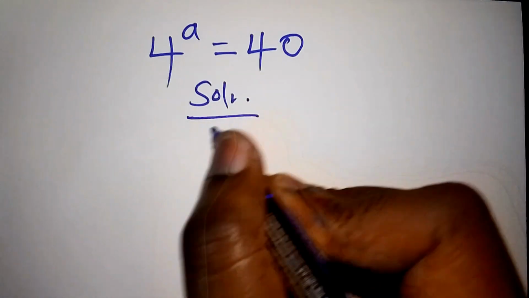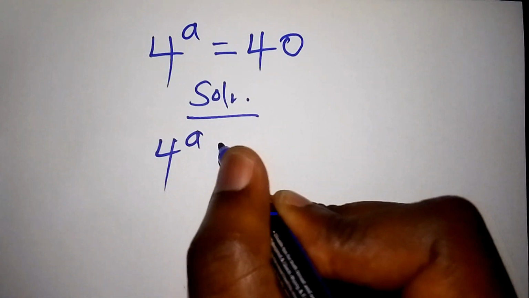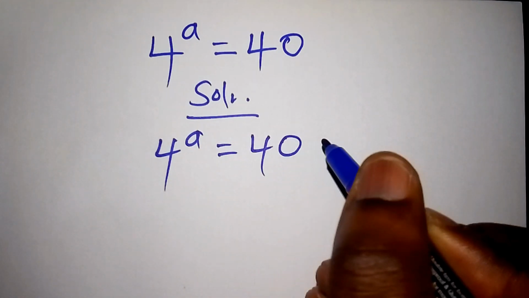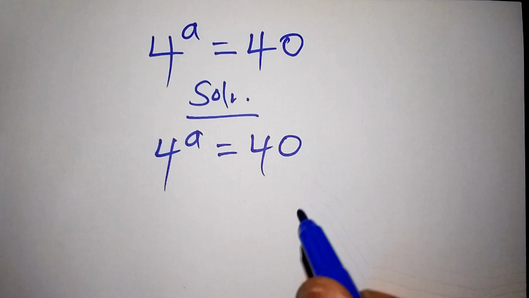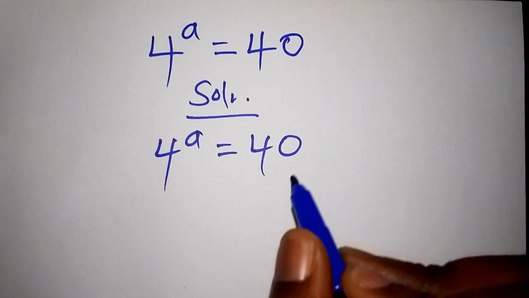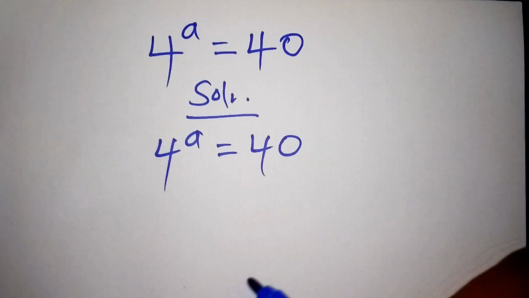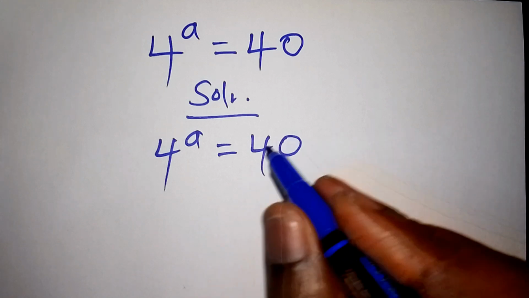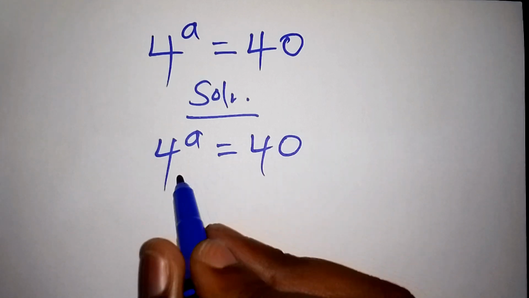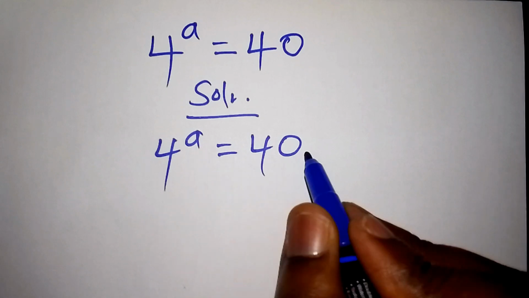Solution. We have 4 to the power of a equals 40. If you know how to work it out, you can pause the video for a while. Work it out, then we shall compare your answers. Comment your answers in the comment section. From here, we shall solve for the value of a.